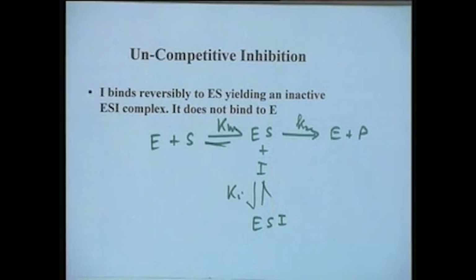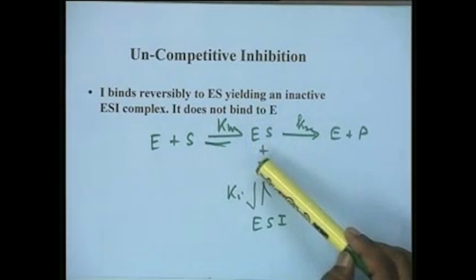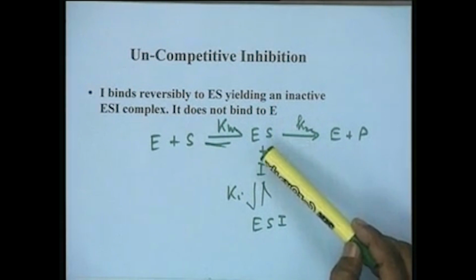Now, such situations are very rare as far as uni-substrate reactions are concerned. Very few cases are there where one notices this kind of uncompetitive inhibition. In most cases it is in relation to bisubstrate reactions, particularly because you notice here that the inhibitor binds after the substrate is bound. So, there is a sequence of binding.